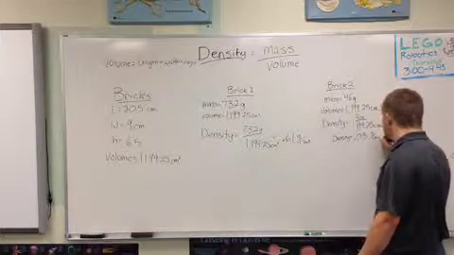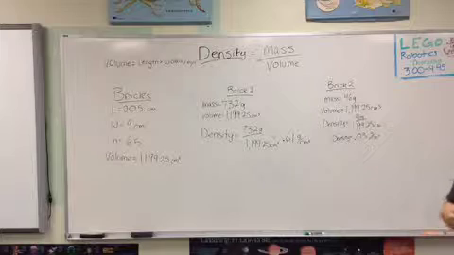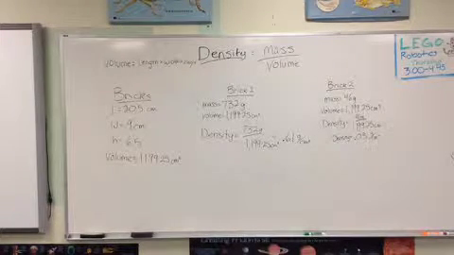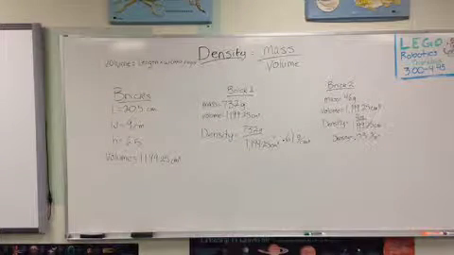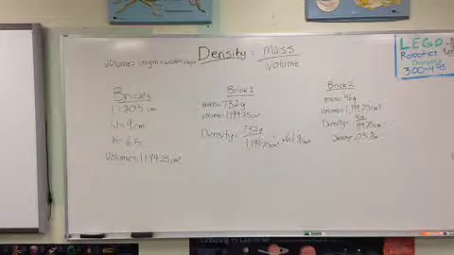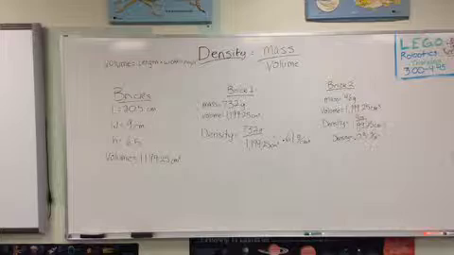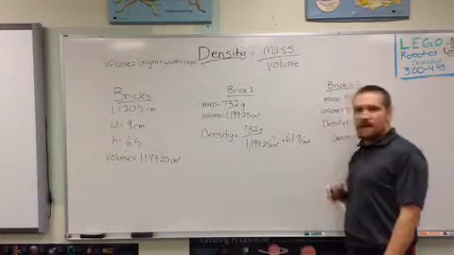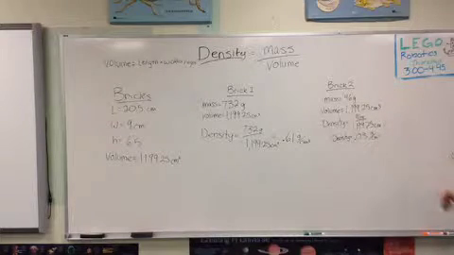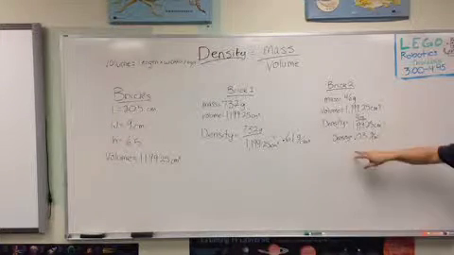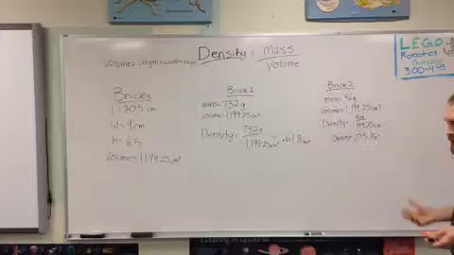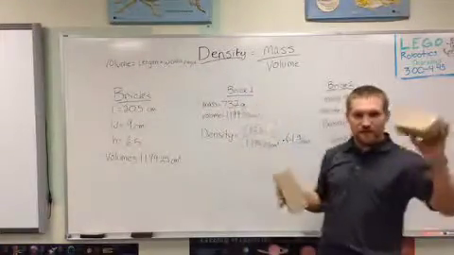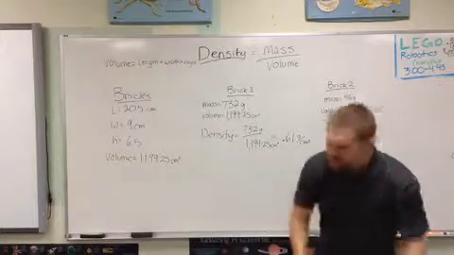grams per cubic centimeter. Okay, so this is telling me that one block, if I were to chop it up into teeny tiny parts, into centimeter sized cubes, each cube would weigh 0.61 grams. This brick, if I were to chop it up into cubes, each one would be 0.03 grams. Okay? So this one is much heavier than this one, even though they're the same size.